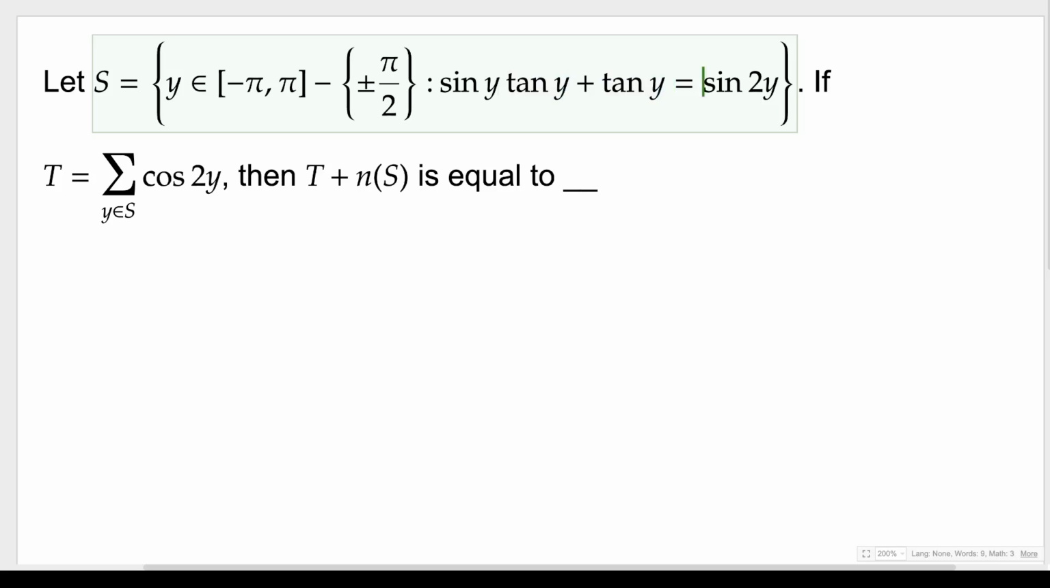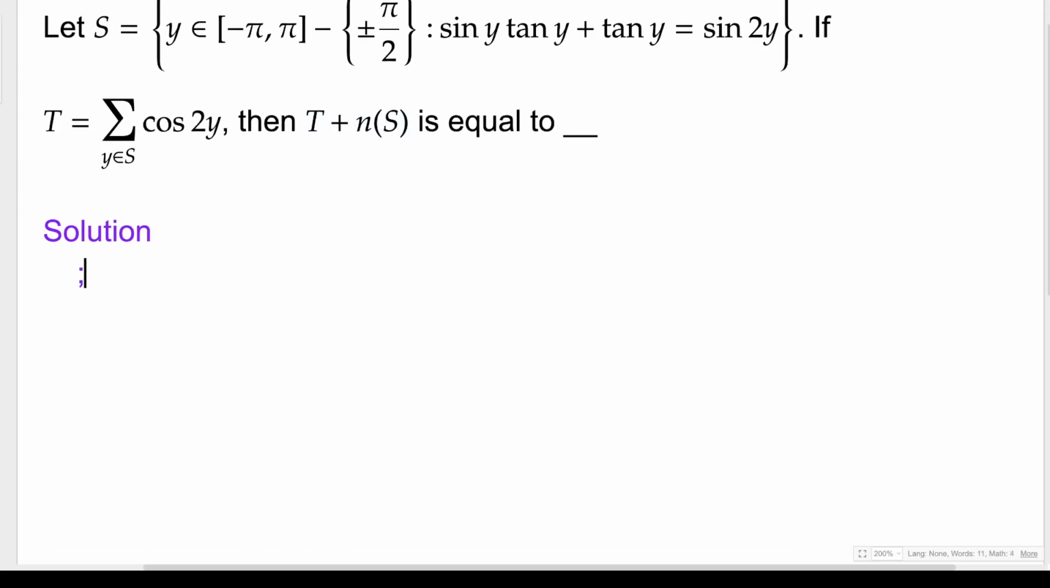So if t is represented by the summation, that is, summation over y belongs to set S, that means whatever value of y has to be picked up, it has to be picked up from this set S, and then we'll use this expression cosine of 2y to compute the summation, right? Once this value of t is computed and the number of elements is computed within set S, we need to compute the sum of this, that is t plus the number of elements present in set S. Now let us proceed towards the solution.